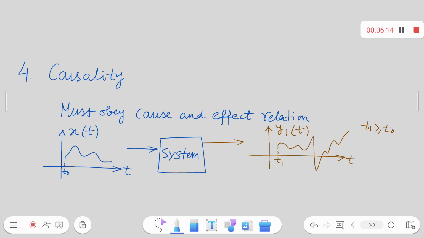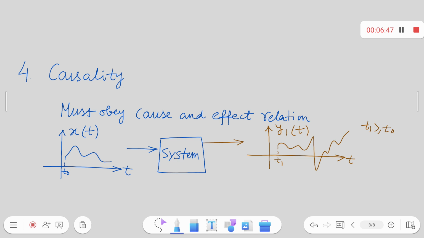That means first the cause is the signal x of t, which is the stimulus being provided to the system, right? And the response of the system is given by y1 of t, and that comes after the cause is present, either at the same time or after some amount of time. So that's why t1 is either equal to t0 or t1 is greater than t0.